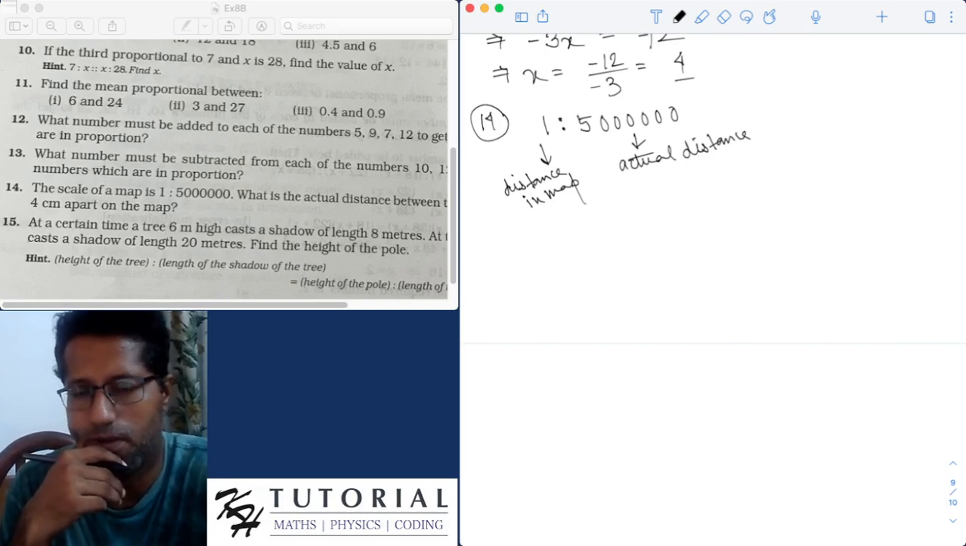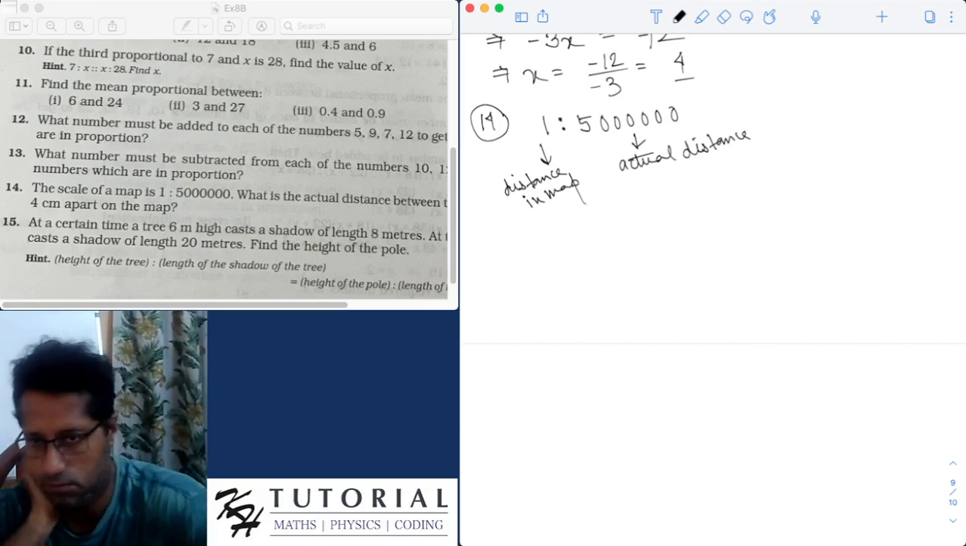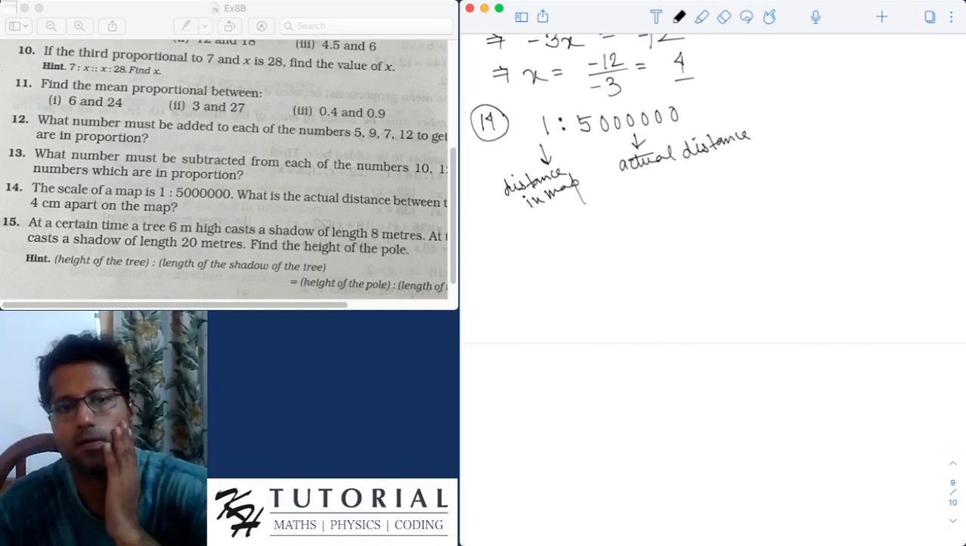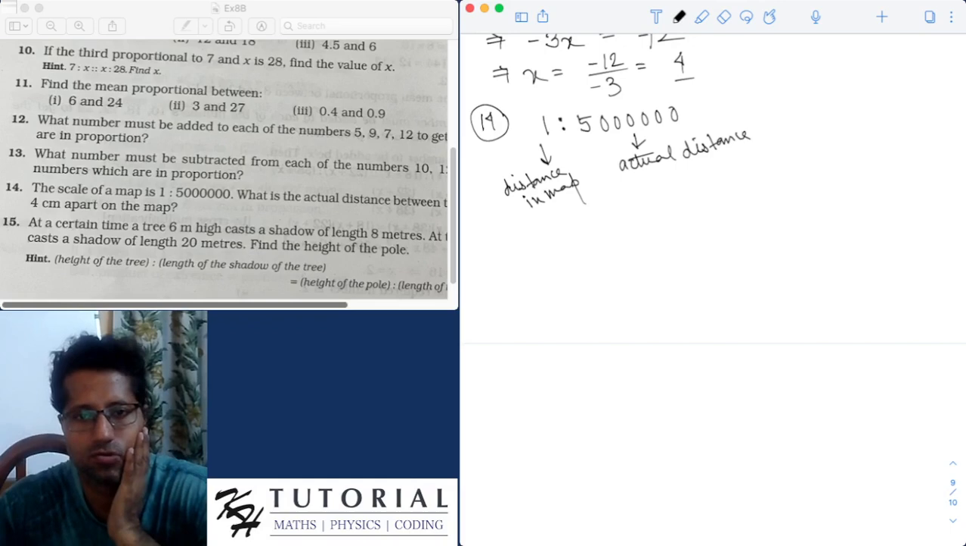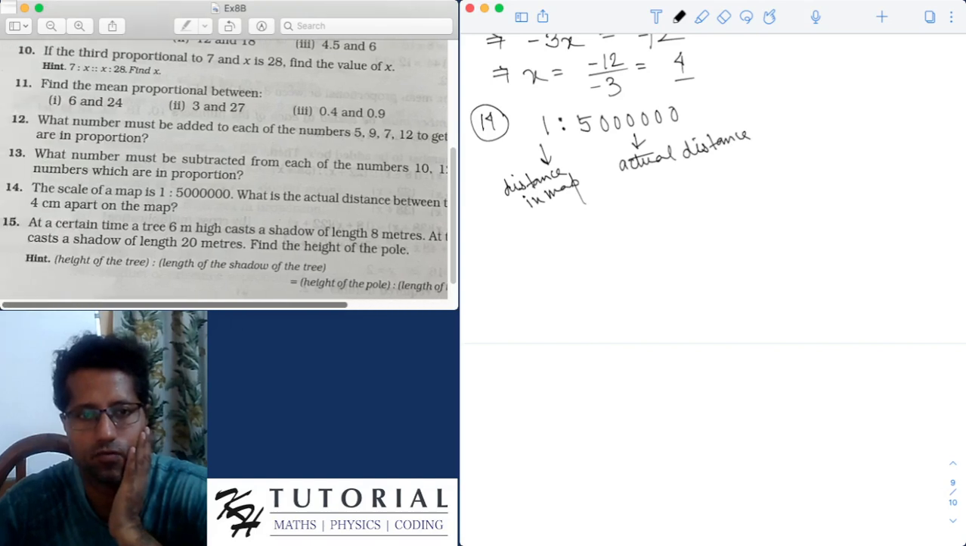So the big number should be the actual distance, the actual distance realistically on Earth, and the 1 has to be the distance in the map, because a map is very small, a kind of 1 meter by 1 meter sheet. Anyway, so this is the ratio. Now it is asking what is the actual distance between two towns if they are 4 centimeter apart on the map.